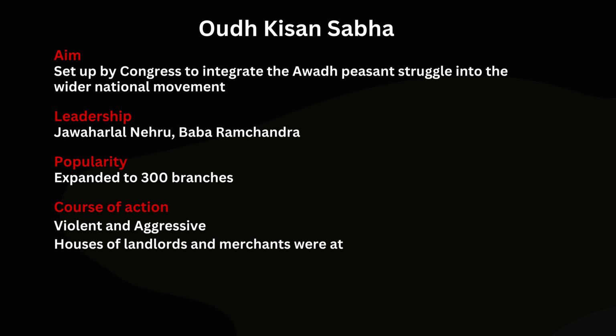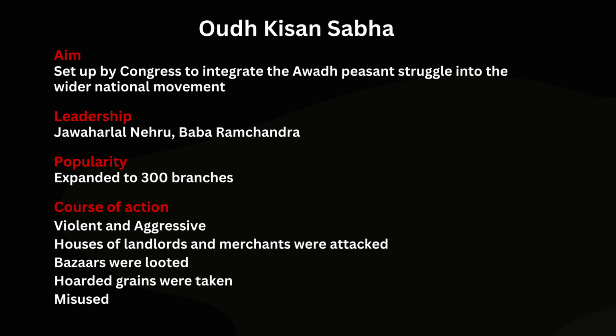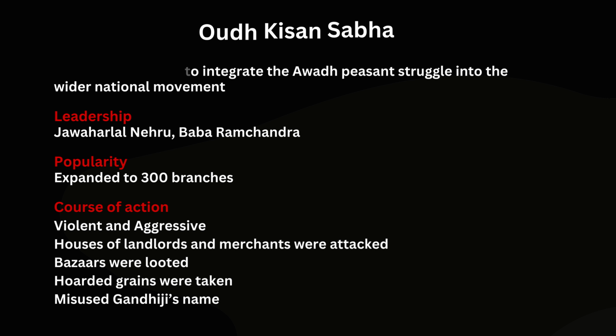However, Congress was unhappy with the way the peasant movement turned out in Awadh, because it was getting violent and aggressive. The houses of landlords and merchants were being attacked, bazaars were looted, and hoarded grains were taken. A lot of times, local leaders instigated peasants by misusing Gandhiji's name. For example, they would say that Gandhiji had declared that no taxes were to be paid and land was to be redistributed among the poor.